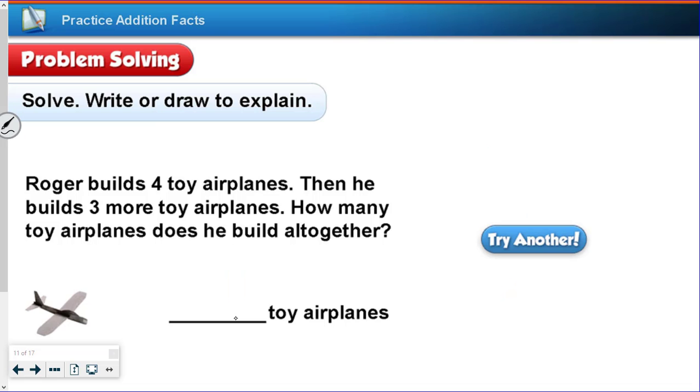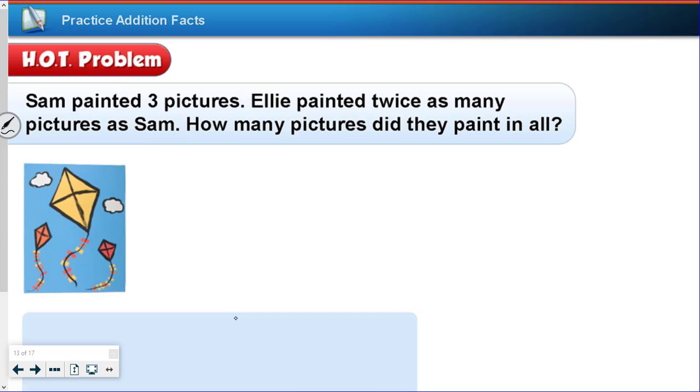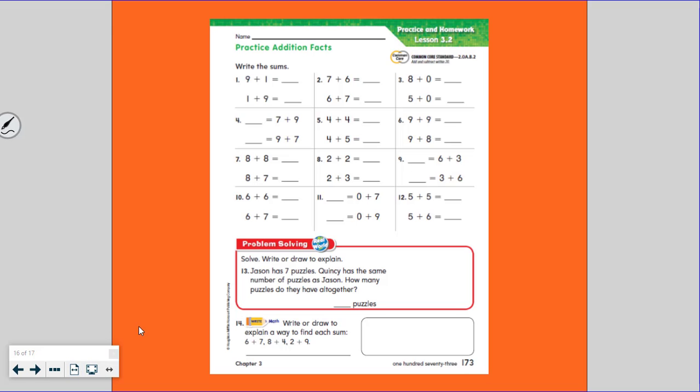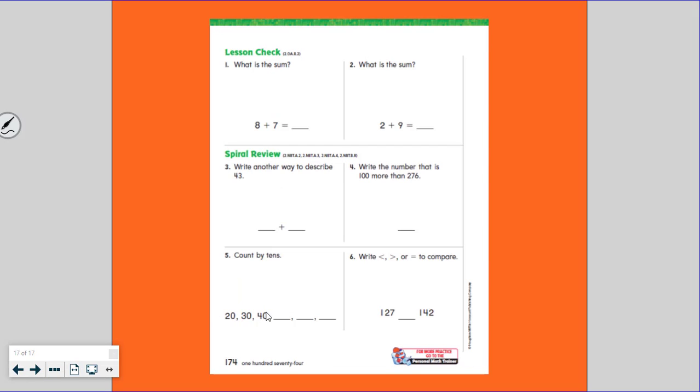All right, so your homework pages. You're going to do this page, which is page 173, and this page, which is page 174. All right, good luck.